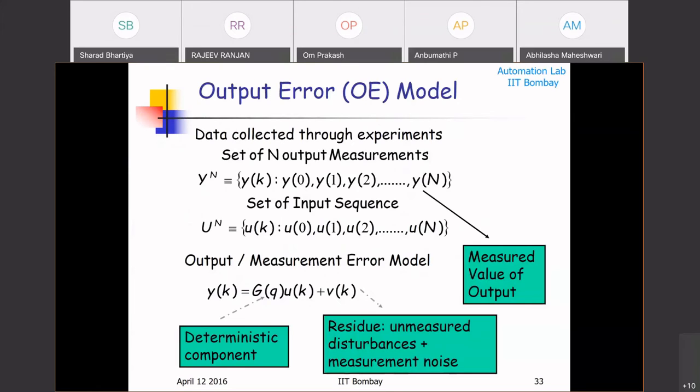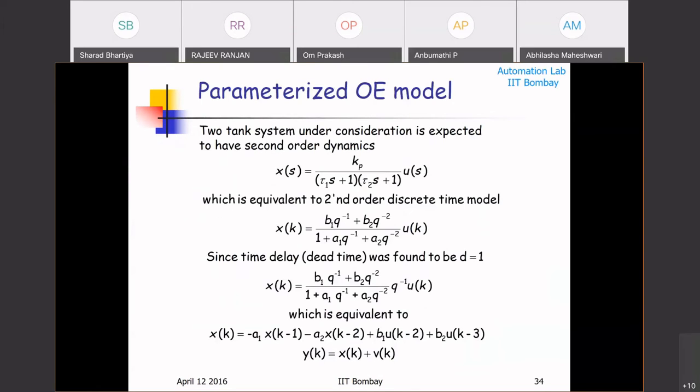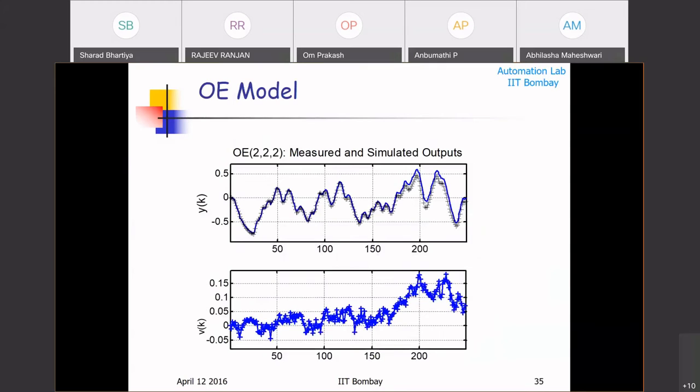And how do you find out these values? You find them out using regression. So regression is still the underlying workhorse. Okay, so let me come to OE models. So I'll write that down. I had written Ay is equal to B by F times U plus C by D times E, where A, B, C, D, F were all polynomials in the shift operator Q.